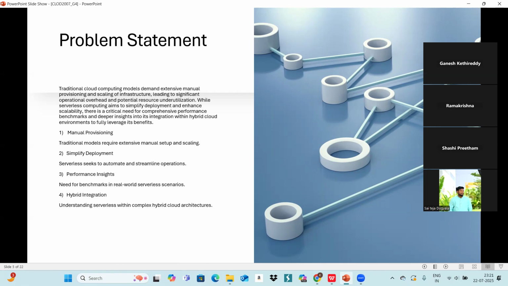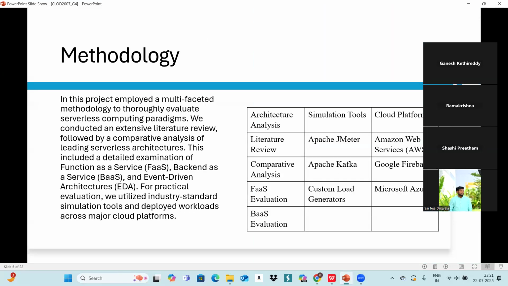How do different serverless models perform under load? What are the trade-offs between Function as a Service, Backend as a Service, and event-driven architecture? How do providers like GCP handle cold start and orchestration? To address this, we designed a methodology in this project to study and simulate workflow workloads, monitor metrics, and compare architectures. In the next section, the methodology will be continued by Shashipritam.